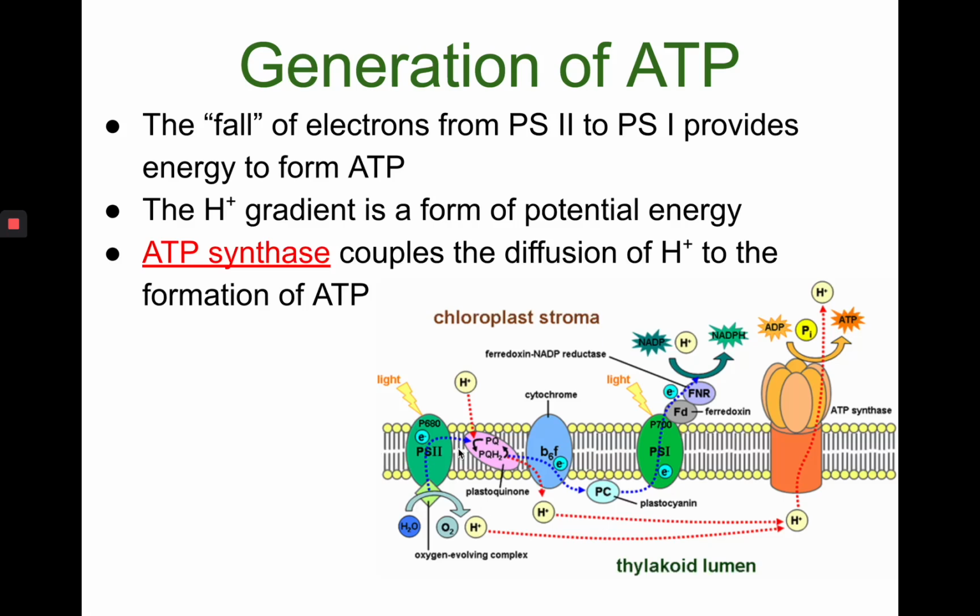To replenish the electrons in photosystem 2, water is split, creating oxygen, hydrogen ions, as well as electrons. And then we use that energy from the electrons being pushed down that electron transport chain to pump the hydrogen ions in to go through ATP synthase to create ATP.